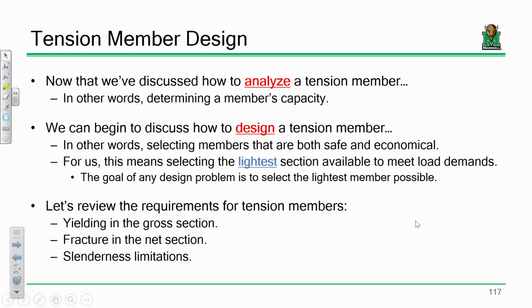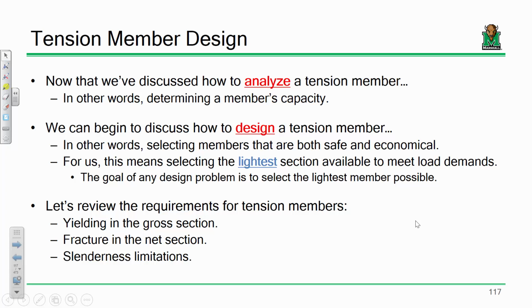Now, I will say steel availability is getting a lot better nowadays. The rolling schedules are a lot easier to access, and it's a lot easier for engineers to figure out what's available and what's not. We might look at that later, but for now, we'll just keep that simple. Sound good? Okay, so for us, lightest section. So we have 3 limit states: yielding in the gross section, fracture in the net section, and slenderness limits.